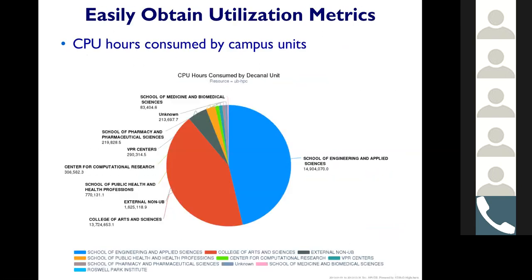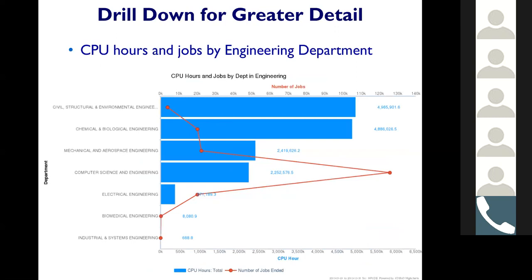If I were to click on the blue School of Engineering and Applied Sciences in that pie chart, I could then drill down and get, I'm sorry, this is a plot by engineering department. I could get the utilization by the various engineering departments, both in terms of the number of jobs, which is the red line, and in terms of the CPU hours consumed, which are the blue columns. So it's very easy. I just click on the blue, and then I can drill down further. I can add additional data to it. I could drill on any one of those departments and see what are the PIs in those particular departments that are contributing to those CPU hours and jobs.